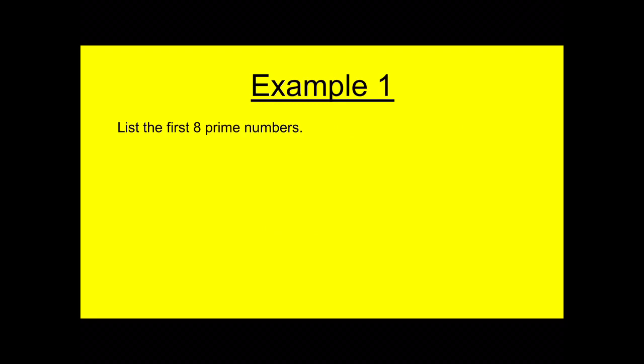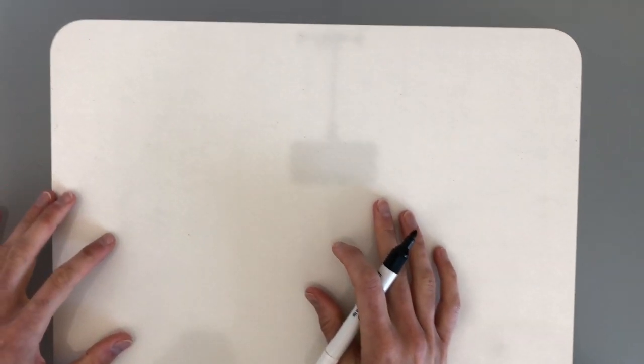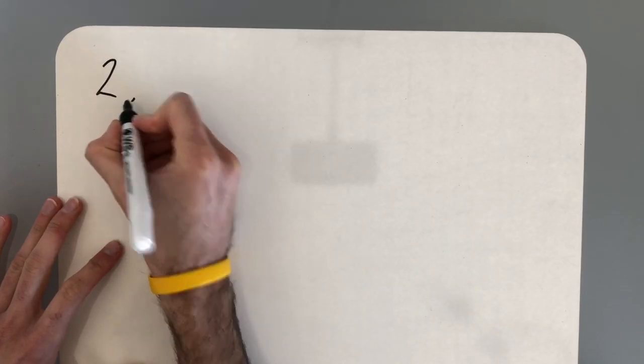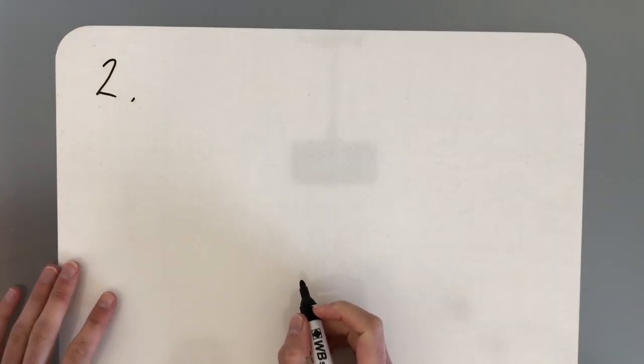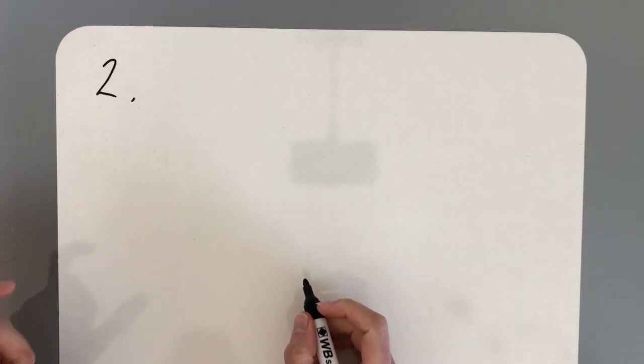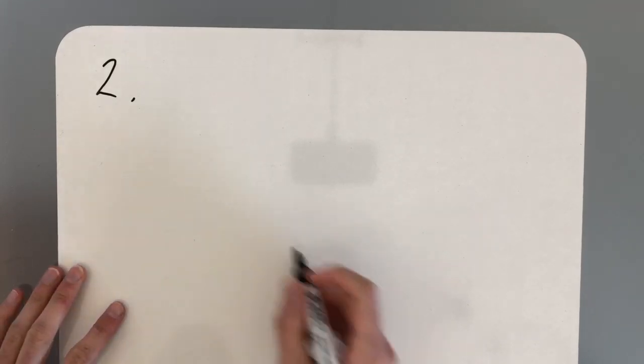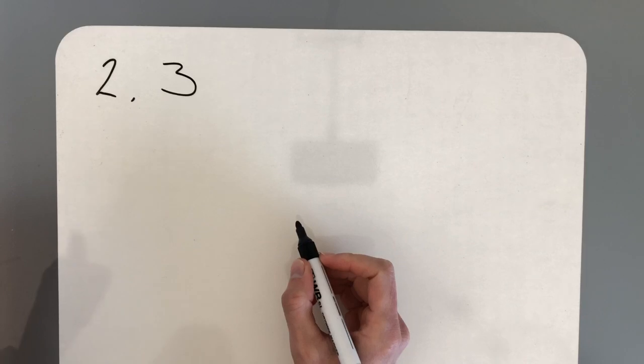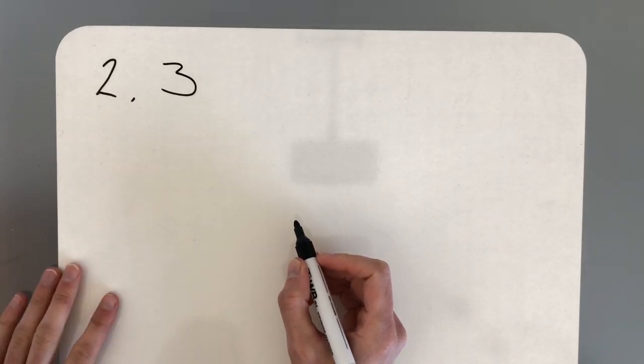Example 1. List the first 8 prime numbers. In our first example, we're looking to list the first 8 prime numbers. So, we already know that the number 2 is always the first prime number, so we'll start with that. Now for every prime number, we're looking for it to have two positive divisors, the number 1 and the number itself. So the next number after that would be the number 3. That can be divided by 3 and 1, so that is a prime number.